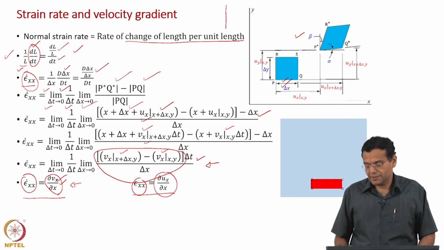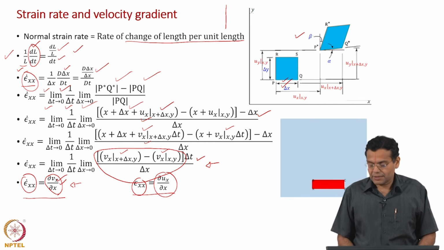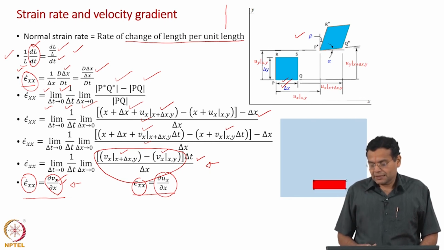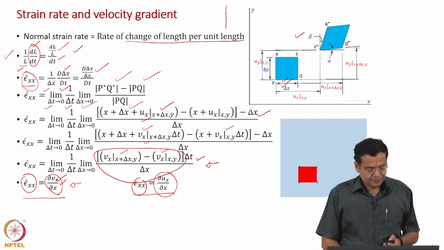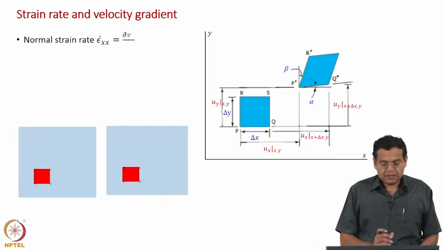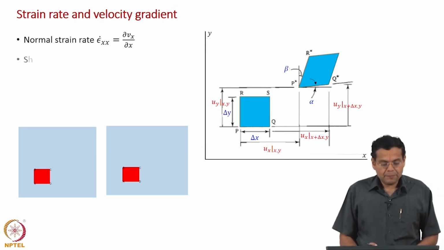Of course, this animation has been going on, which I have seen already, and it shows that the length of line segment AD keeps increasing and the length of line segment AB keeps decreasing. Rewriting from the last slide, normal strain rate epsilon dot xx is equal to dou Vx by dou x.